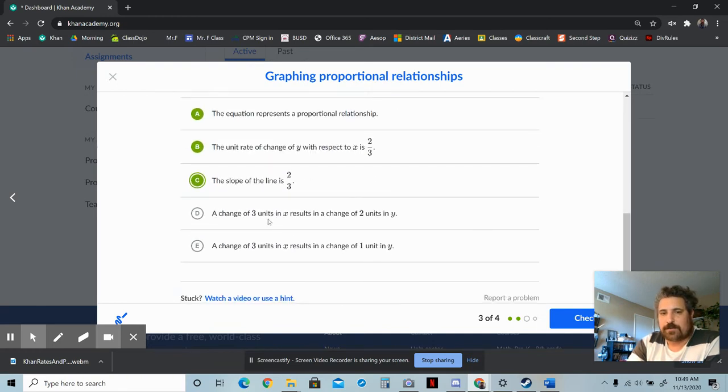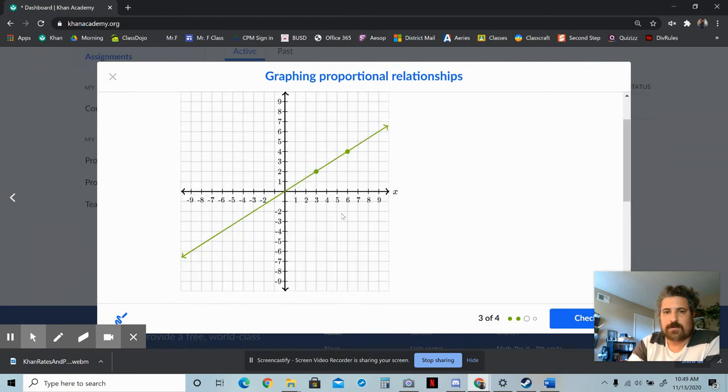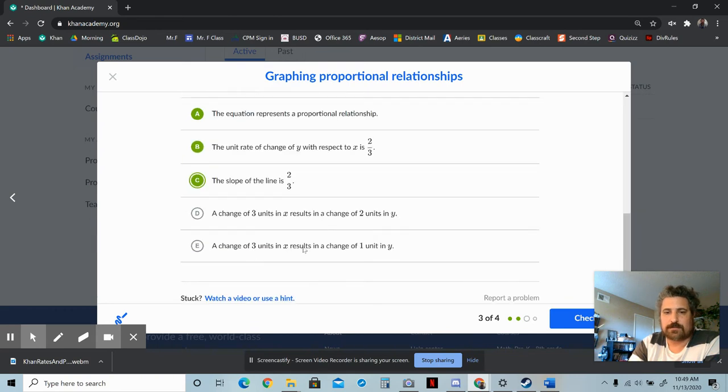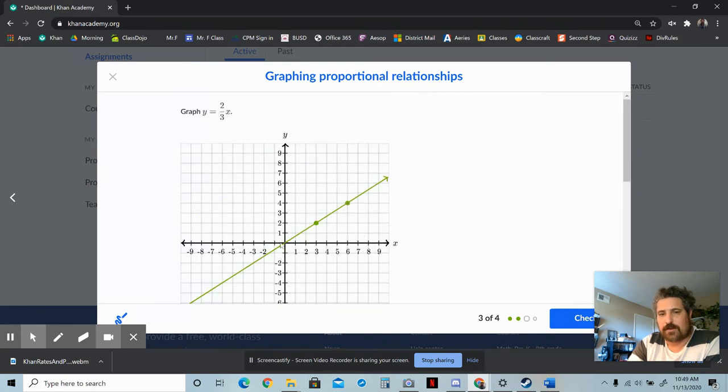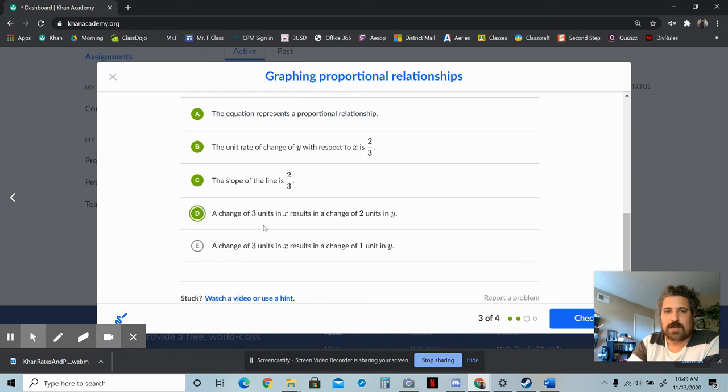A change of 3 units in x results in a change of 2 units in y. So if x is increased by 3, is y increased by 2? Yes. And then a change of 3 units in x results in a change of 1 unit in y. If I increase the x by 3, do I increase the y by only 1? No. Every time you increase the x by 3, you're increasing the y by 2. So this is not correct. Everything else is good.